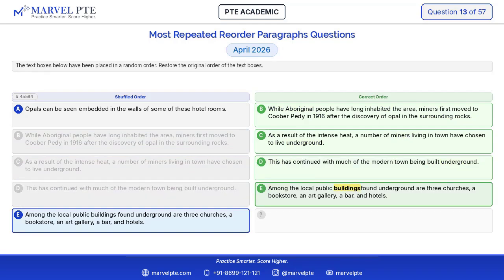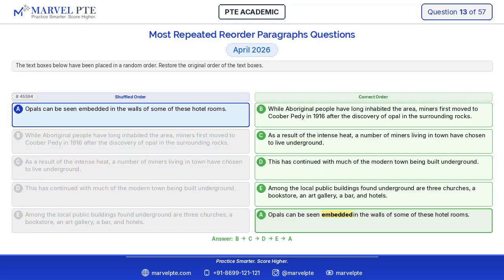Among the local public buildings found underground are 3 churches, a bookstore, an art gallery, a bar, and hotels. Opals can be seen embedded in the walls of some of these hotel rooms.